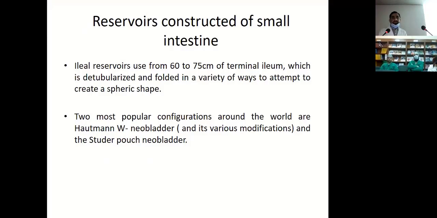The reservoir constructed of small intestine, the ileal reservoir, uses 60 to 75 centimeters of the terminal ileum, which is detubularized and folded in a variety of ways to attempt to create a spheric shape. The two most popular configurations worldwide are the Hautmann W neobladder and the Studer pouch neobladder.